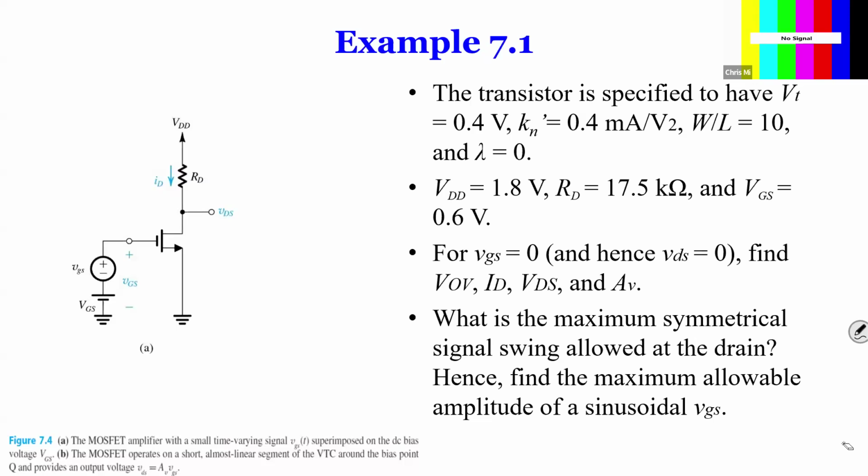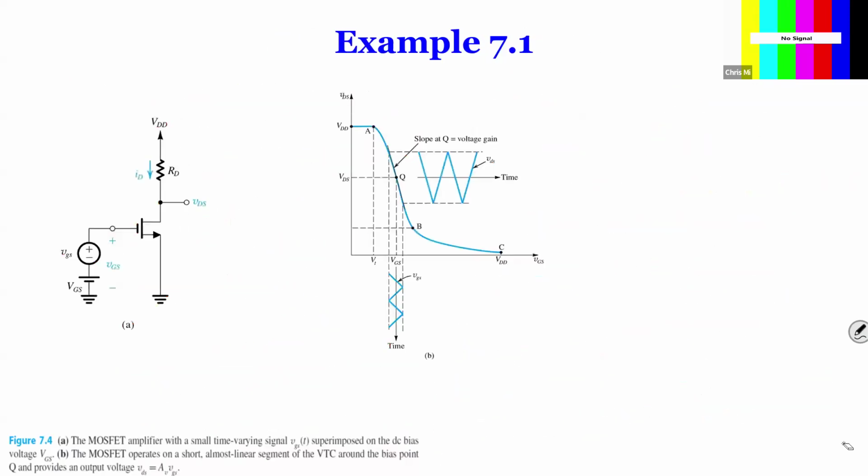But for BJT, it's different. The BJT, we have to keep it in the linear region, not the saturation region, right? So we talked a little bit about biasing, so this will be quick.